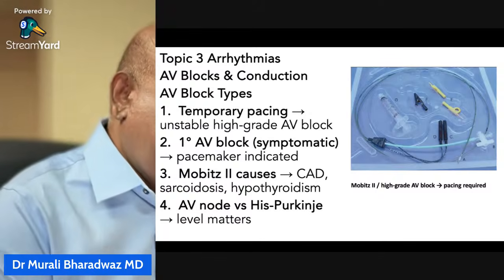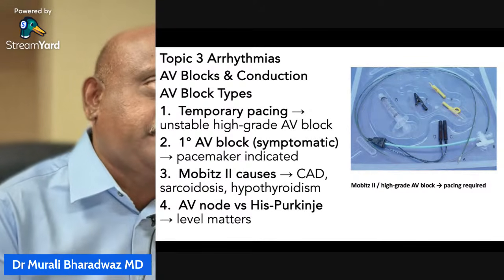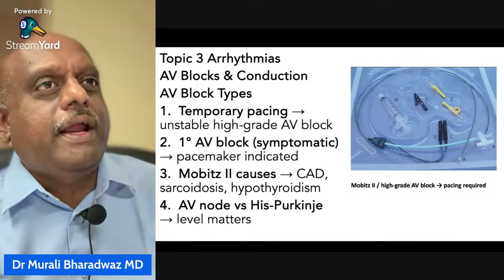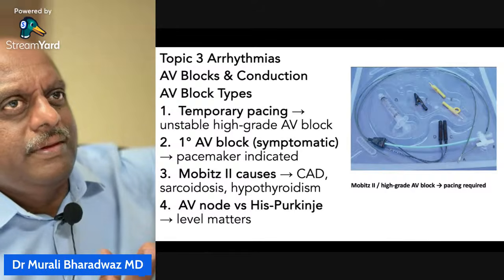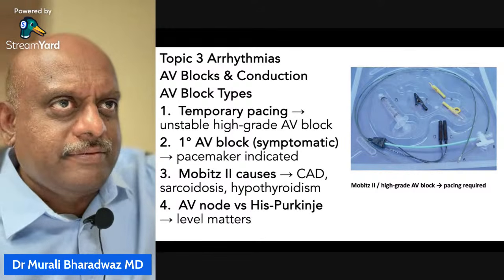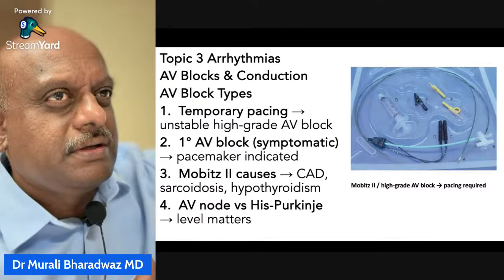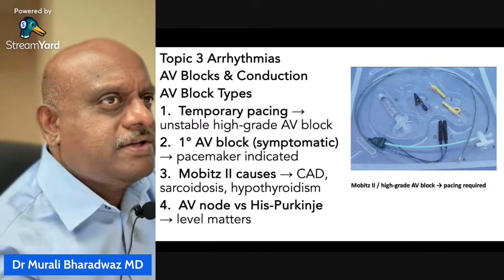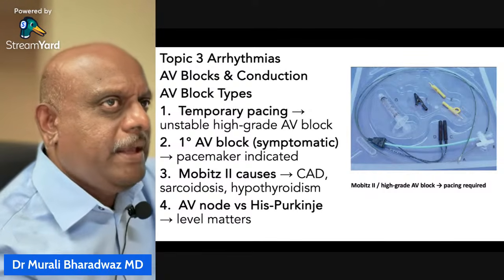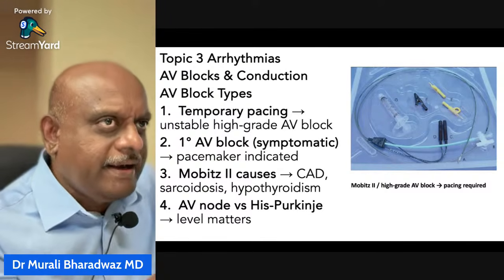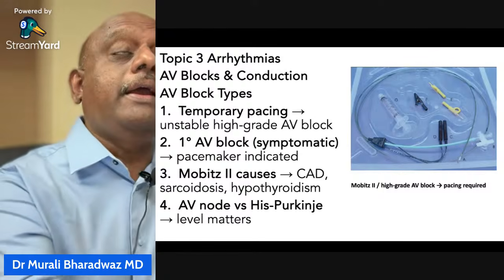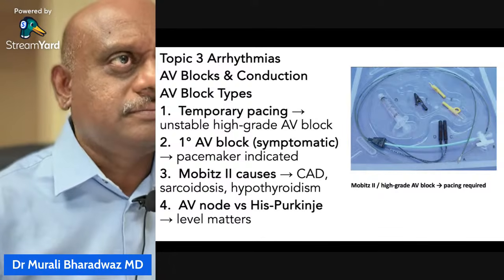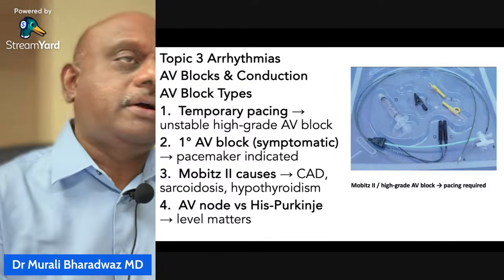First degree block, second degree block, complete heart block. 3 types. What is the meaning of first degree block? So where is the AV node located? Between atria and ventricle. So atrial depolarization is P wave, ventricular depolarization is QRS, right? So between P wave and the QRS, what is the segment you have? PR segment and PR interval. Any prolongation of the PR interval is called first degree heart block.